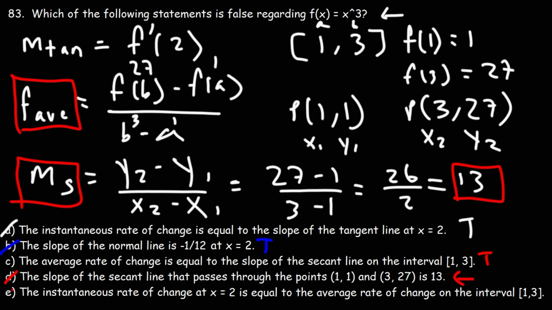Which means, by default, E must be the false statement. The instantaneous rate of change at x equals 2 is equal to the average rate of change on the interval 1 to 3. Now, sometimes these two rates of change may be equal, sometimes they're not. The answer is they're not always equal. You have to plug in the numbers to find out if they are equal.